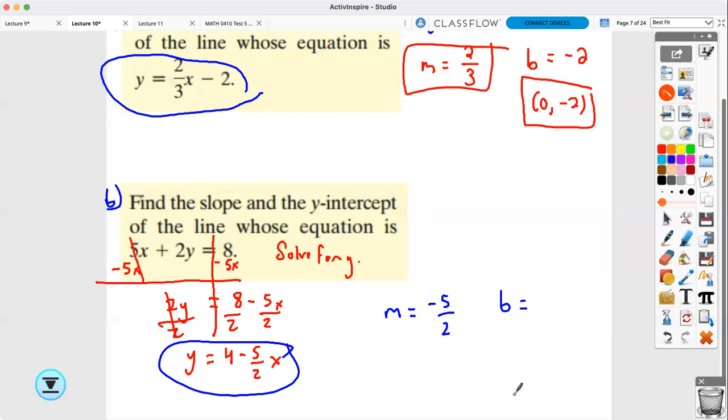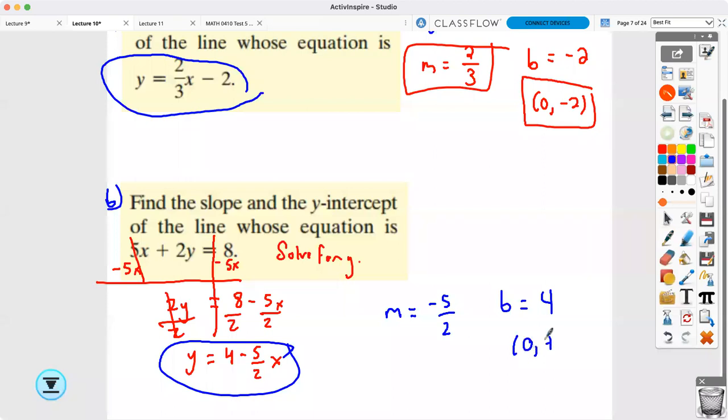Now, could someone please tell me what they got for the b value and the ordered pair? 4. And the ordered pair? (0, 4). Excellent again. And we're done.